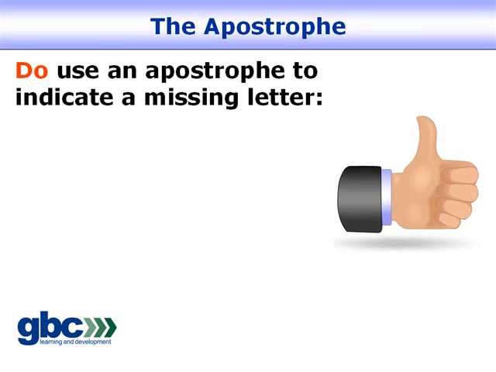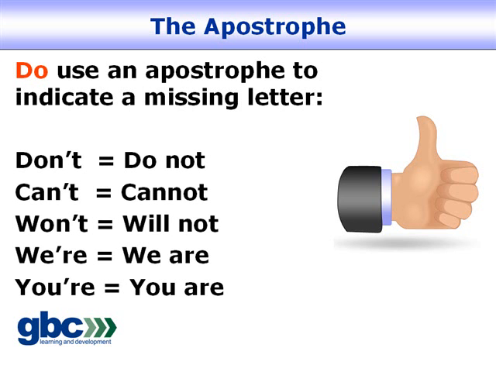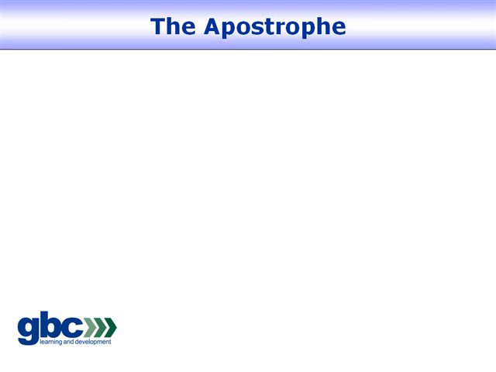Let's look at when you do use an apostrophe. First of all, to indicate a missing letter. Let's have a look at some examples. Don't, can't, won't, where's, you're. You can see each of those words has an apostrophe to indicate that there is a missing letter.